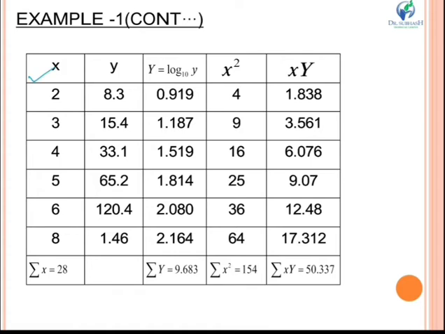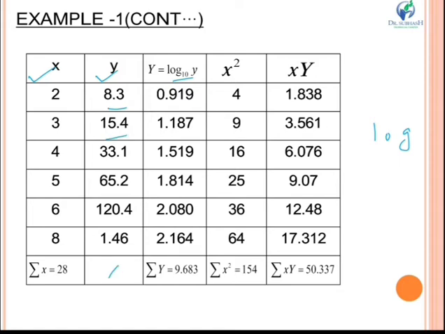So the first column will be x, the second column will be y. We need to construct a third column, that is of capital Y. Capital Y means log base 10 of y. When you use a scientific calculator, there are two logarithms: one is log and the other is ln. Here you have to use log because the base is 10. So I will calculate the logarithm for all the values of y, like log 8.3, log 15.4 and so on.